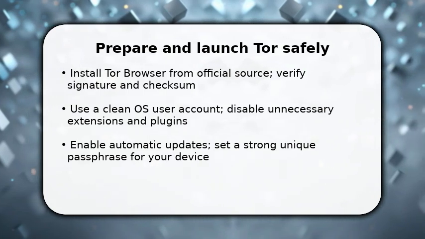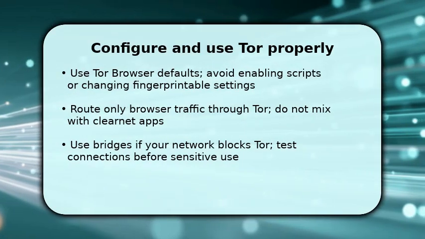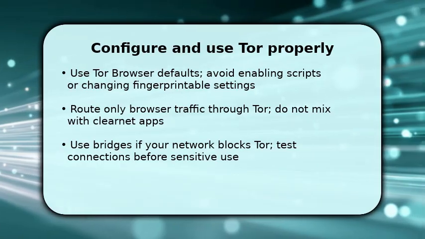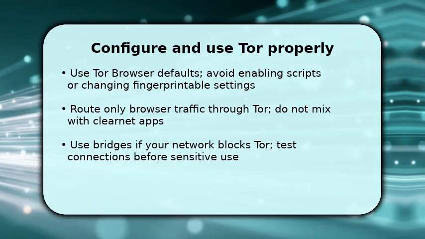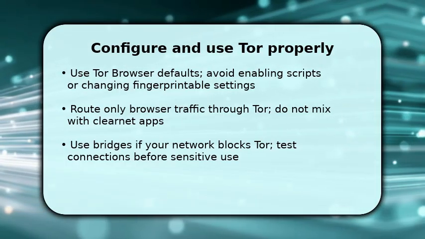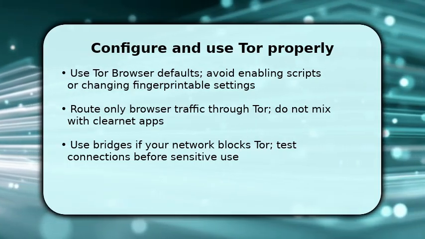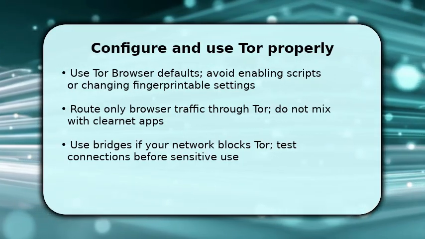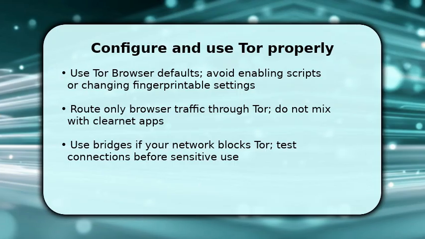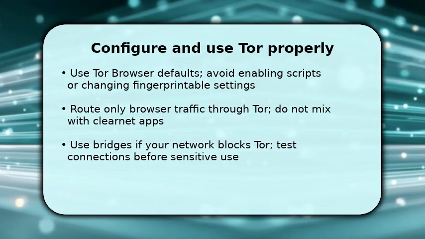You now configure and use Tor in ways that minimize de-anonymization risks. Stick to Tor browser defaults because changing fonts, window size, or enabling scripts increases fingerprinting. Keep the security slider at safest when needed. Only route web traffic through Tor browser. Do not proxy your email client or torrent app through Tor, as they leak data. If Tor is blocked on your network, configure bridges and verify connectivity before accessing sensitive sites.